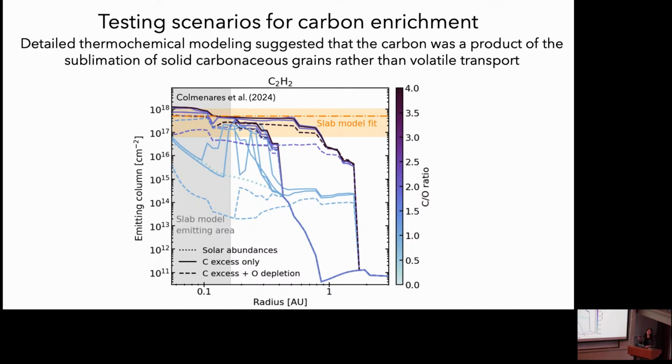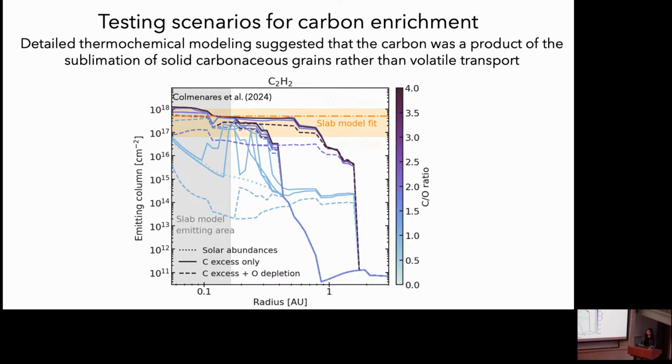So rather than carbon coming from volatiles, it was coming from solid grains that are evaporating and going into the gas phase. The orange line here shows the amount of C2H2 that we detected in the source, and the models are the colored lines as a function of radius, showing different C/O ratios. So you can see that we needed a very high C/O ratio for the source that's only attainable if you have extra carbon from solids.